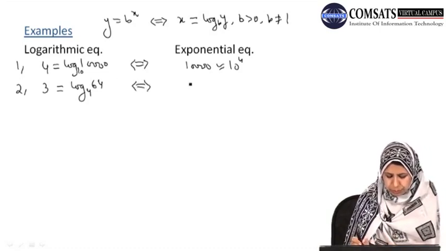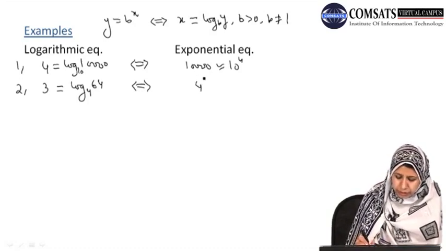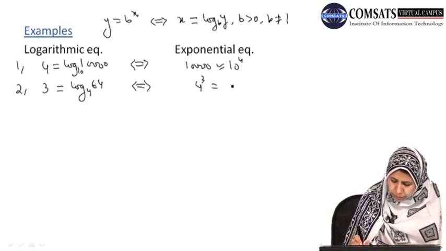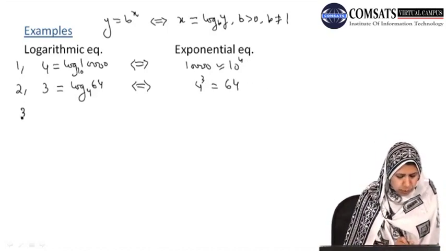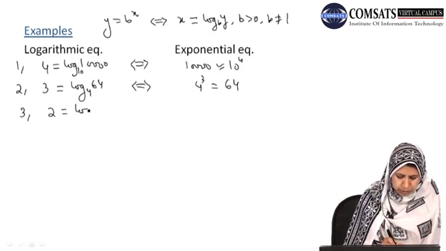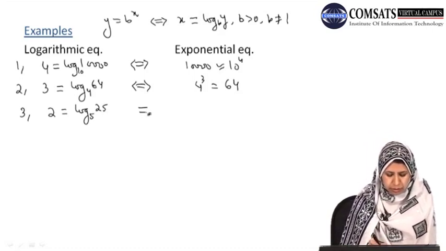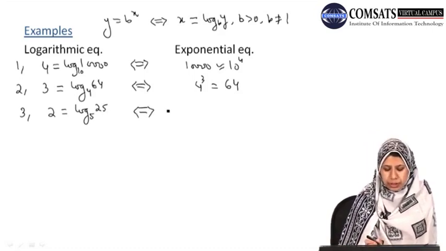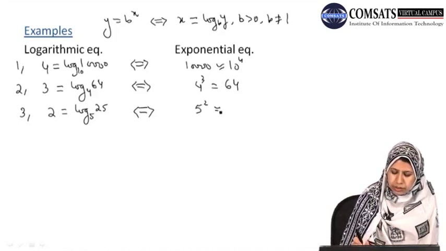Okay, now one more equation, 3 is equal to log of 64 to the base 4. This is equal to 4 cubed, b to the power x, is equal to 64. Okay, one more example, we have 2 is equal to log of 25 to the base 5, and the corresponding exponential equation will be 5 squared is equal to 25.